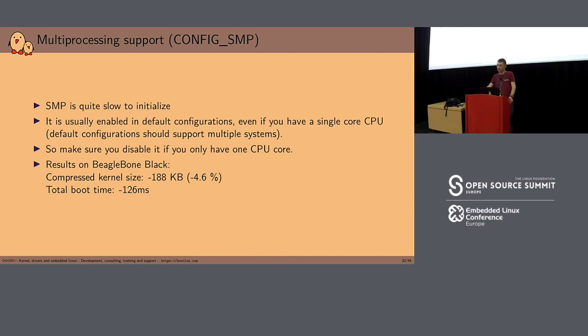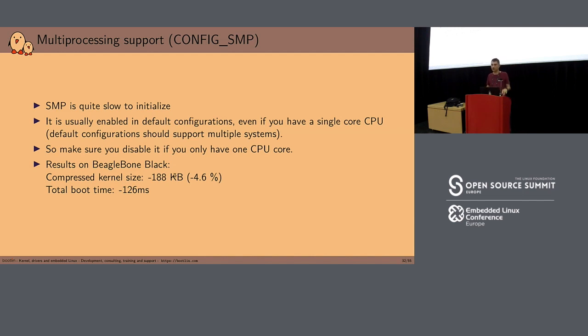Another thing is SMP. People were saying try disabling SMP, but I had never tried. And effectively, on a single core CPU, or even on a multi-core CPU, it could make sense to disable SMP, which makes your system faster, with like 126 milliseconds of boot time savings, and a noticeable size reduction as well.